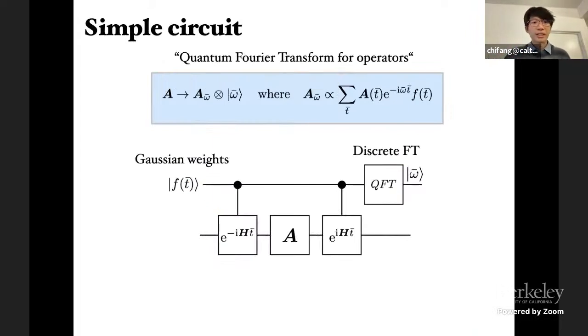This object is also very nice in that it has a very, very simple circuit. All you need to do is input a Gaussian weighted wave function on your time register, then use the time register to control the operator evolution, and then do a Fourier transform. And the circuit really just gives the things above. Once you have this component, you can use all kinds of tricks to generalize to more complicated objects, such as Arlen blocking. But this really is the building block: do the Fourier transform in this way.